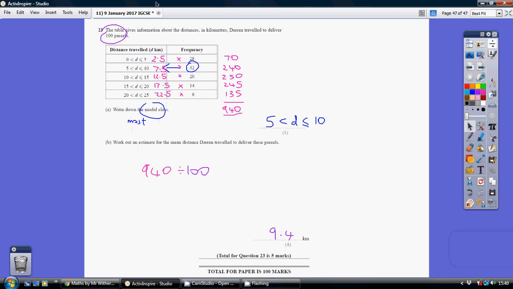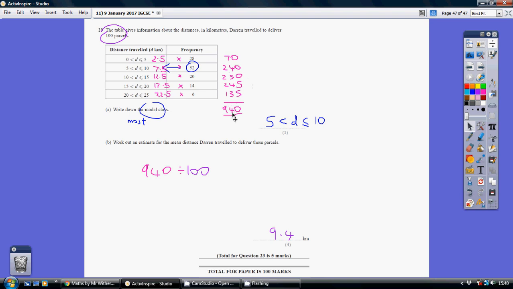We've now got to add up all the journeys. So we're saying we've got 28 journeys which are 2.5 kilometers each. So 28 times 2.5 is 70. 32 times 7.5 is 240, and so on. So we get all of these journey lengths and we add all of those journeys up together, giving us a total distance travelled of 940 kilometers. Or rather, I should say an estimate of the total distance travelled of 940 kilometers.